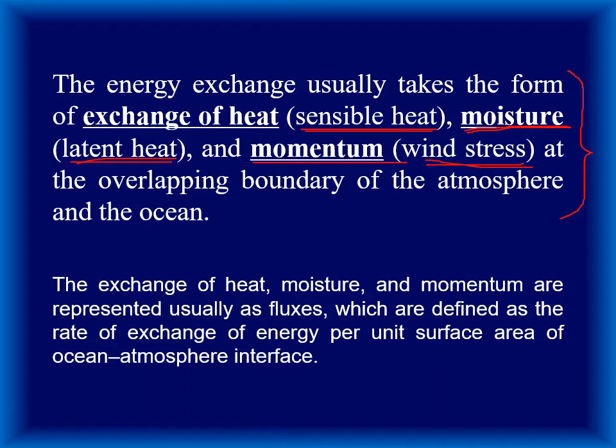Now, the exchange of heat, moisture, and momentum are usually represented as fluxes, which are defined as the rate of exchange of energy per unit surface area of the ocean-atmosphere interacting surface. So how much heat is exchanged, how much moisture is exchanged, or how much wind stress, that is momentum, is exchanged between these two media, is represented by the rate of exchange per unit surface area along the interacting surface between ocean and atmosphere.